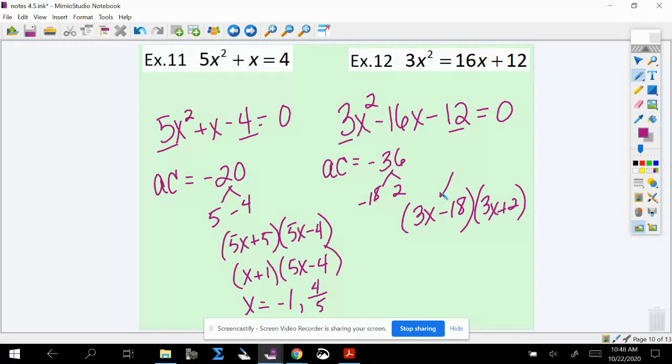I can take a 3 out of both terms in this factor, so I get x minus 6, 3x plus 2. That is the factored version or the factored form. My solutions, my first factor gives me a solution of 6 because that makes that equal to 0. And the second factor, my solution would be negative 2 over 3. So that is how I use factoring, all the different techniques I've learned, in order to solve a quadratic equation.